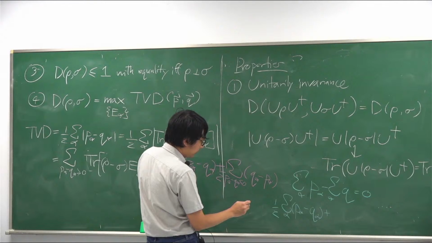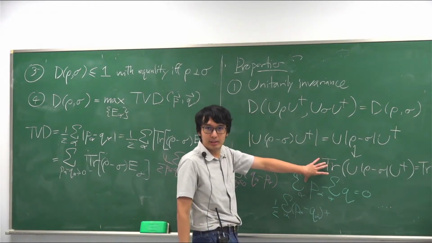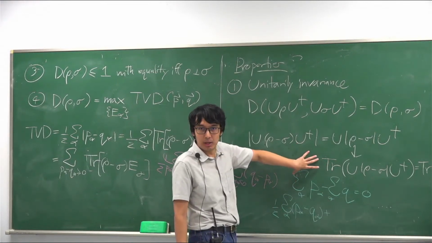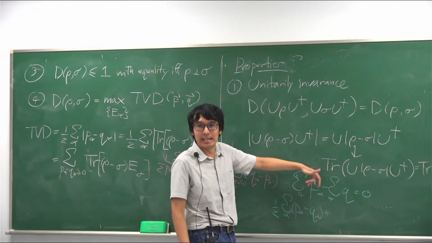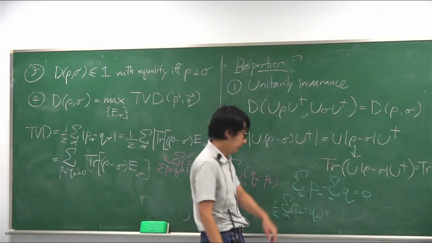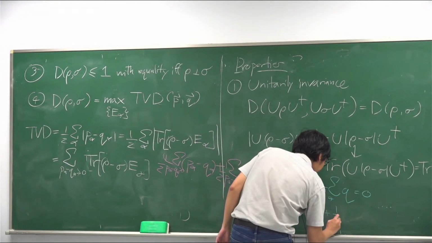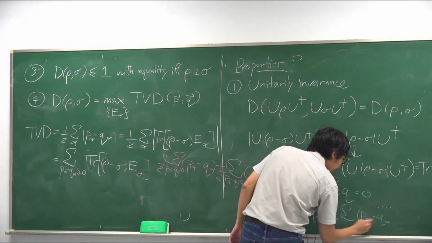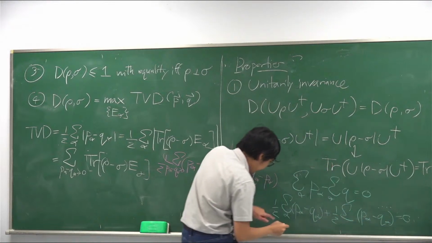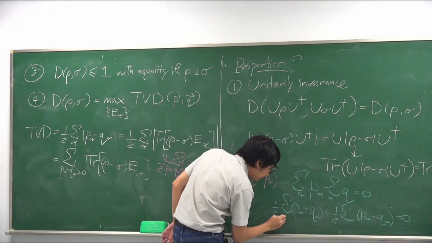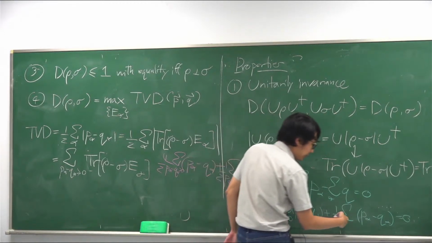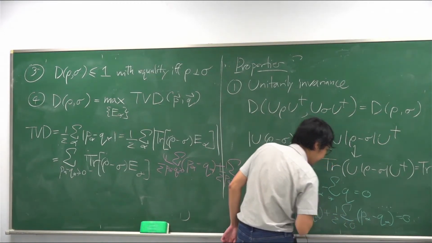So that would be half of it, well, not half of it. I can split into some with positive difference and negative difference, right? So I split the sum into where this difference is positive and where this difference is negative. Right?